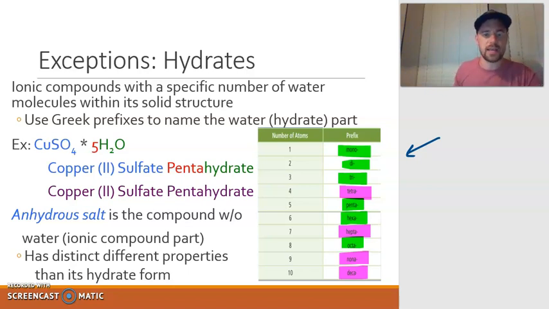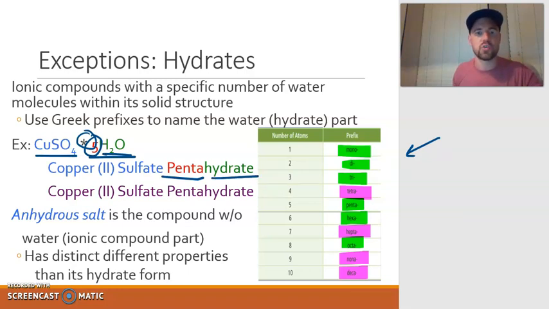So, how do we name these hydrates? Well, the ionic compound, or the salt, we name just as we normally would. But then when we go to name the water part, which notice how we show it's attached, the number of waters gets named using the prefix, and then instead of saying water, we say hydrate. So the name would be copper(II) sulfate pentahydrate. Once again, the ionic compound is known as the anhydrous salt. That's the part without water.